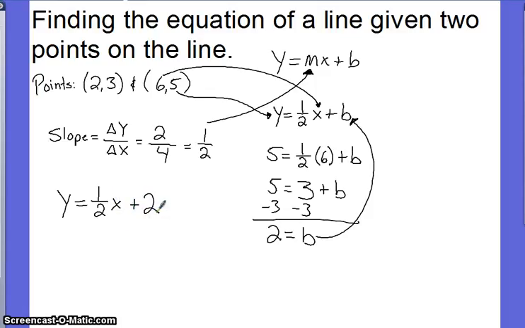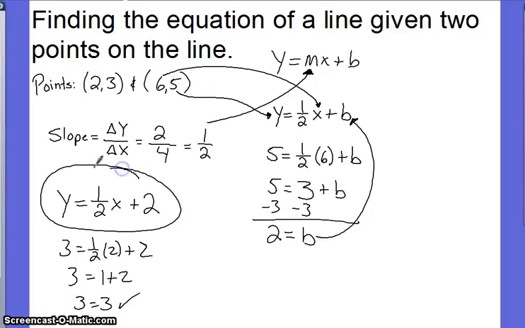Now, we could check that by plugging in the other point and making sure that it makes this true. So I could take this point (2, 3), plug it in this equation and make sure that it makes it true. So 3 equals 1/2 times 2 plus 2. Half of 2 is 1. 1 plus 2 is 3. 3 equals 3, so I know it checks. So this would be the equation that would go through those 2 points, (2, 3) and (6, 5).